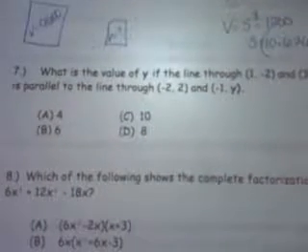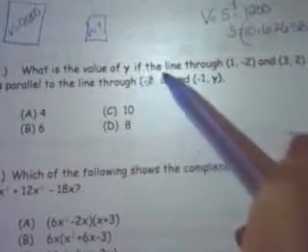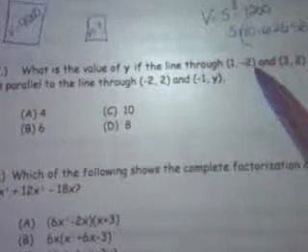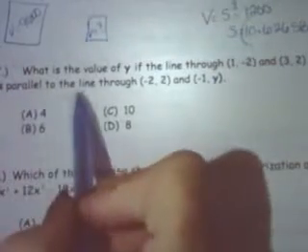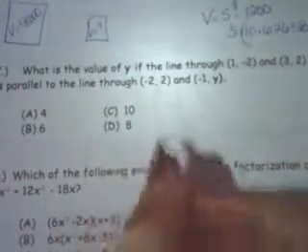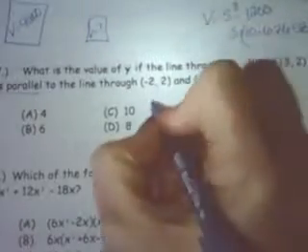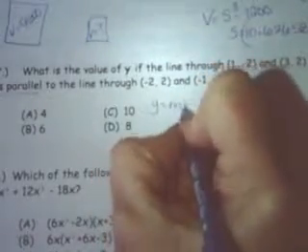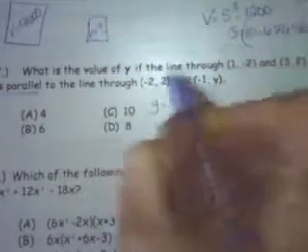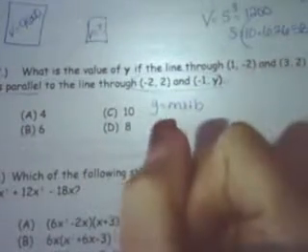It says, what is the value of y? Here's a question from previous lessons. What is the value of y if the line through (1, -2) and (3, 2) is parallel to the line through (-2, 2) and (-1, y)? Well, what do you know about parallel lines? You know that they have the same slope. So I'm trying to find a line that passes through these 2 points right here. I have to know the slope and I have to know the y-intercept.